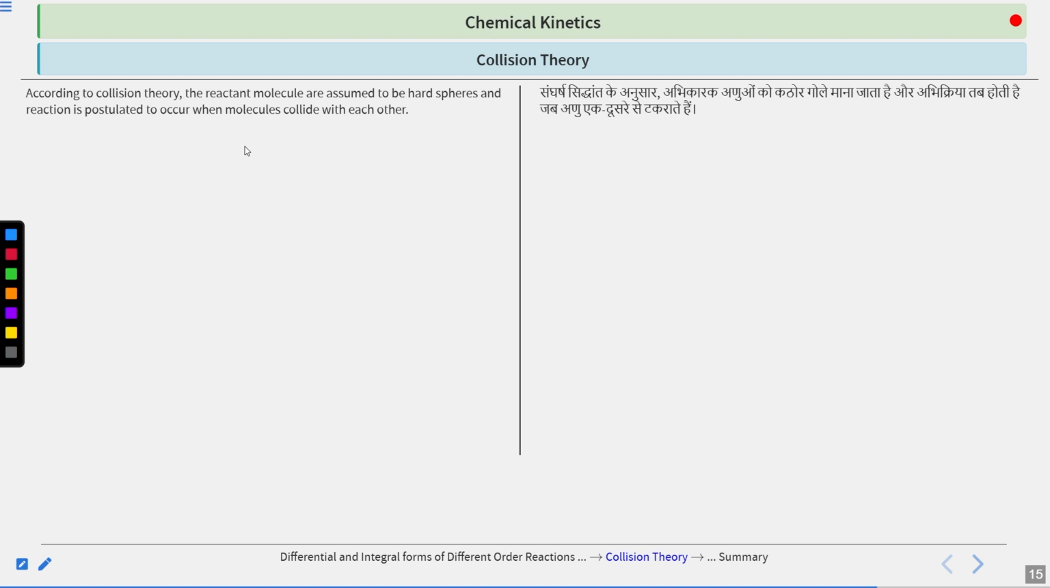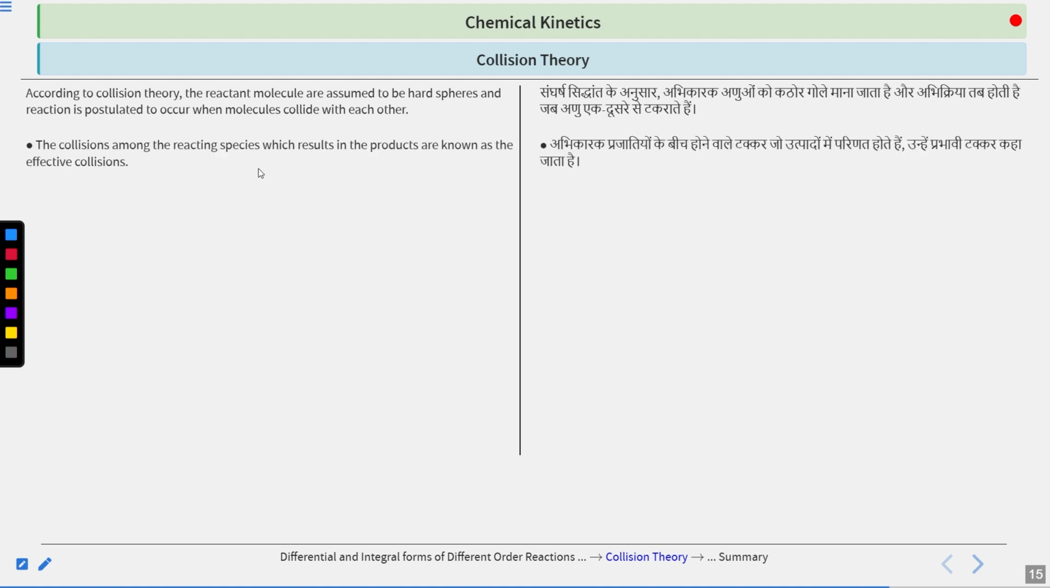Now according to collision theory, so we have moved to collision theory. The molecules are considered as hard spheres, and when the molecules collide, we get the reaction. So the collisions among the reacting species which result in products are called effective collisions. So this is also very important.